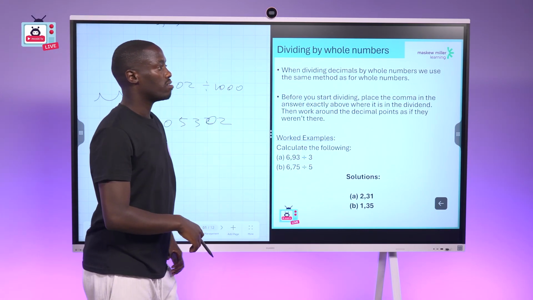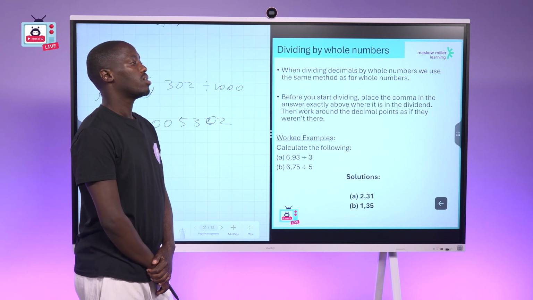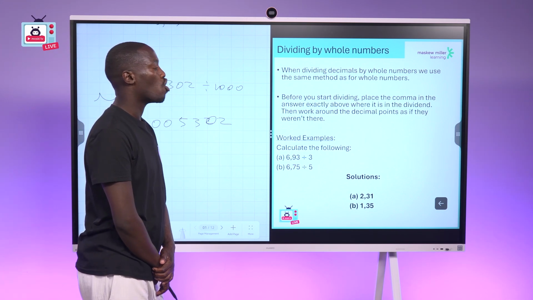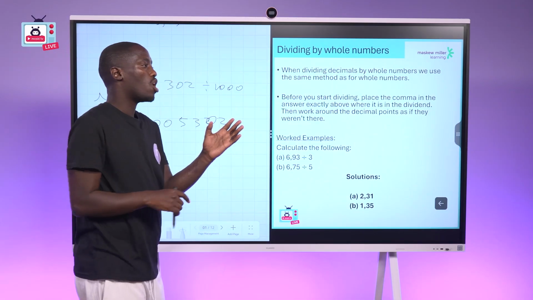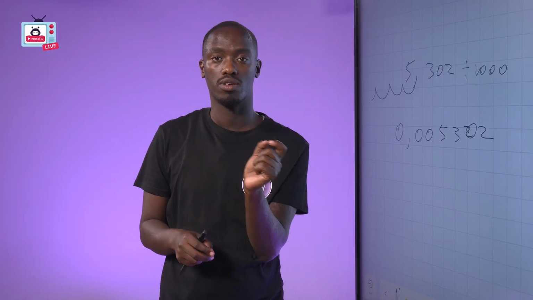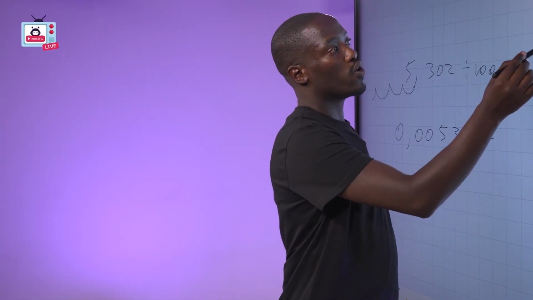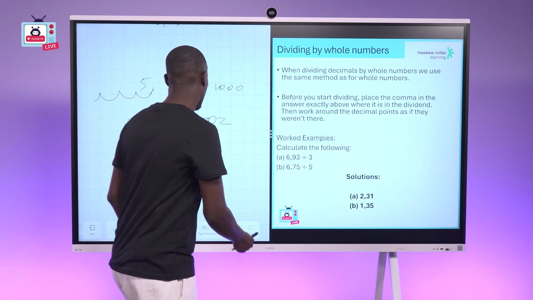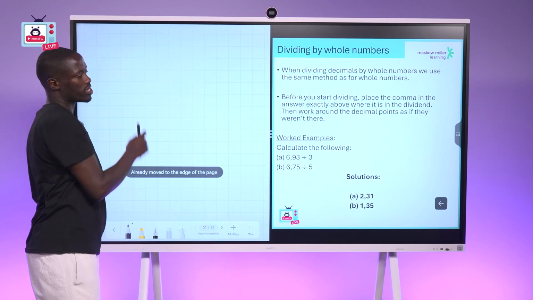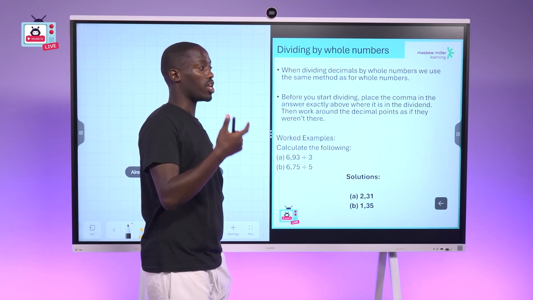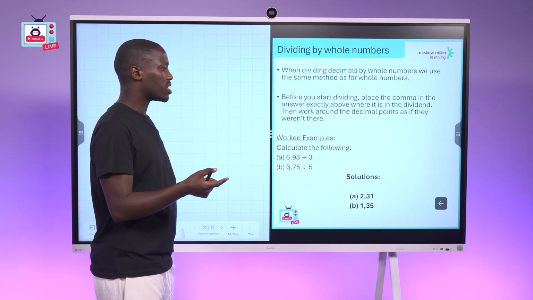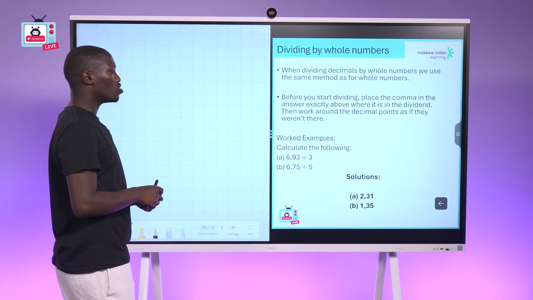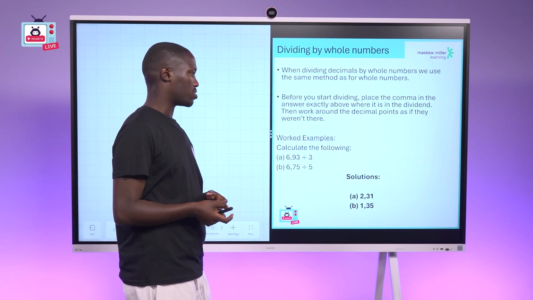Next one, dividing a decimal by a whole number. Now, remember, whole numbers are all your counting numbers starting from 0 going to infinite. When dividing a decimal by a whole number, we use the same method as for whole numbers. Remember, when we're dealing with whole numbers, we're dividing a whole number with a whole number using what we call the long division. But now, the fact that we have a long division, that means we also have the short division. And in this case, I will now use the short division to divide these two.